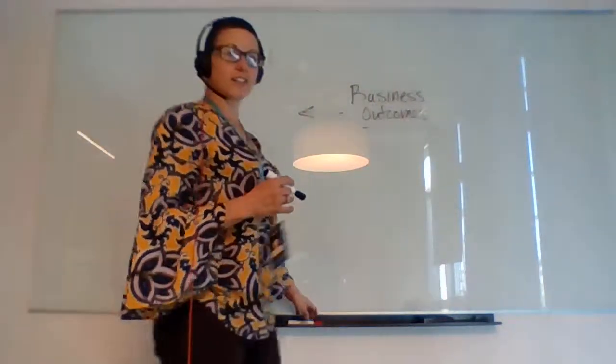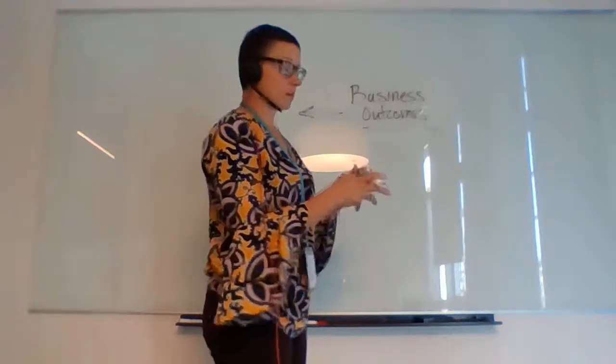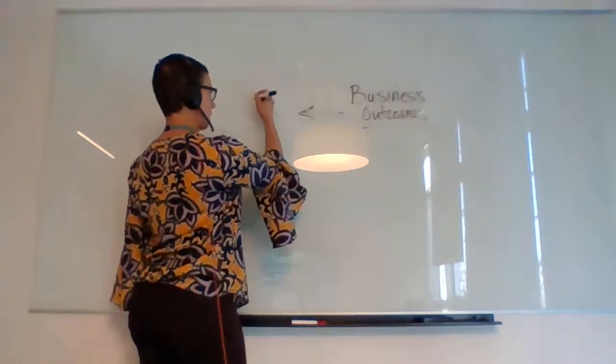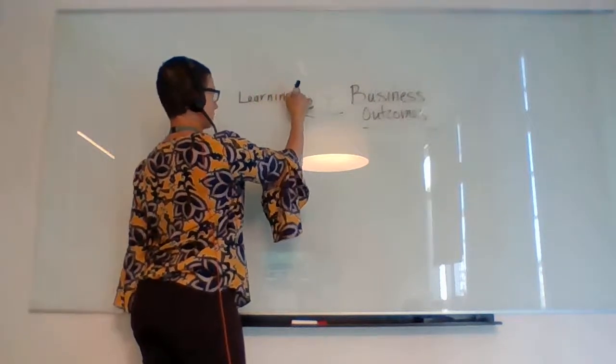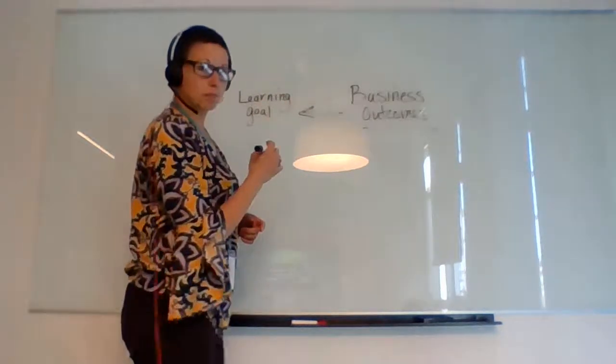We talked about backwards planning last week. And when we talked about it last week, we talked about how you start with what the business outcome is. So I'm going to start there. I already wrote it down. Business outcome. And from those business outcomes, the next step is, what's your learning goal? So the learning goal is whatever is going to impact that business outcome.